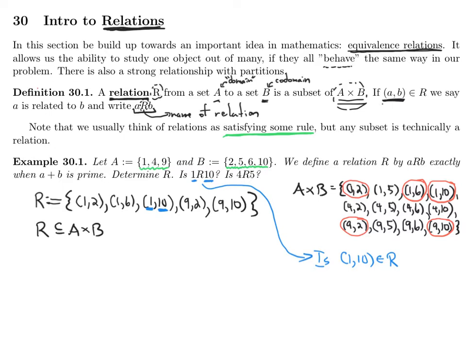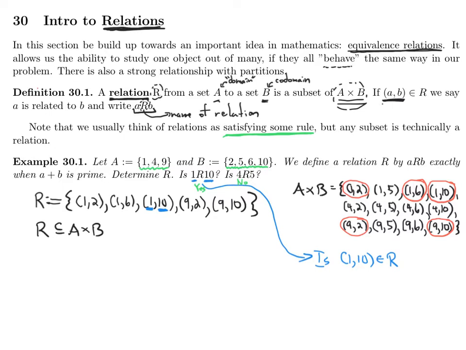Is 4 related to 5? 4 is not related to 5. First of all, since 4 plus 5 is 9, 9 isn't prime. So the answer to the first question, is 1 related to 10, is yes. And is 4 related to 5? No.